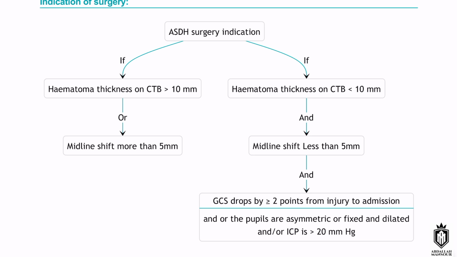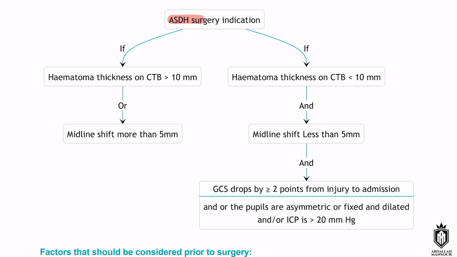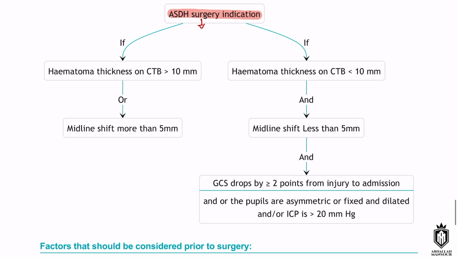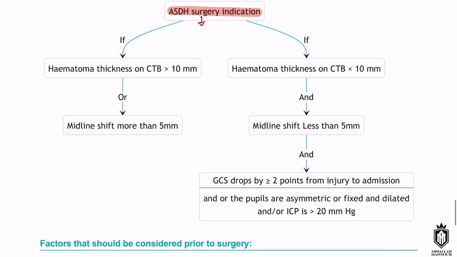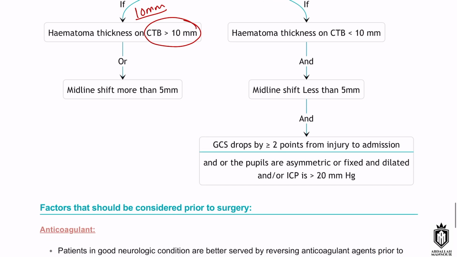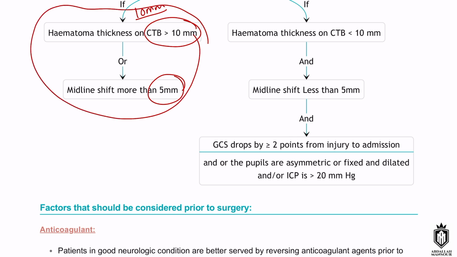So when would you operate on patients with acute subdural hematoma? First of all, you have an acute subdural hematoma on a scan, and clinically you're going to assess the patient's GCS. But your management always starts from looking at the CT scan. Looking at the CT scan, you can tell the thickness of the hematoma. If it's more than 10 millimeters thick, or the midline shift is more than 5 millimeters, that in itself is an indication for surgery.